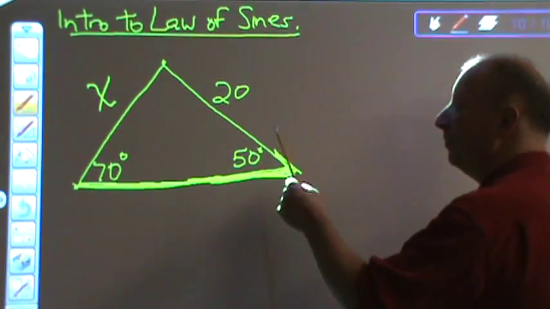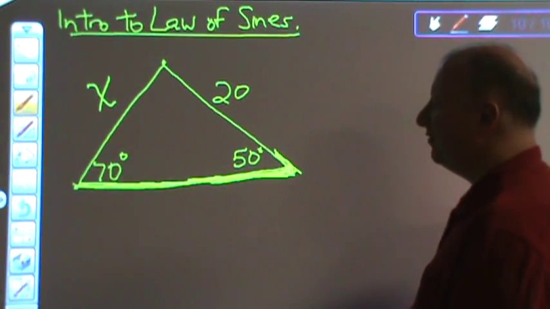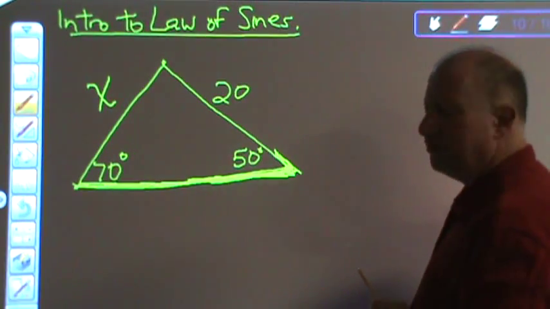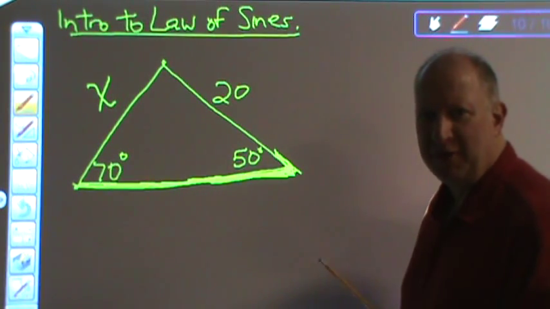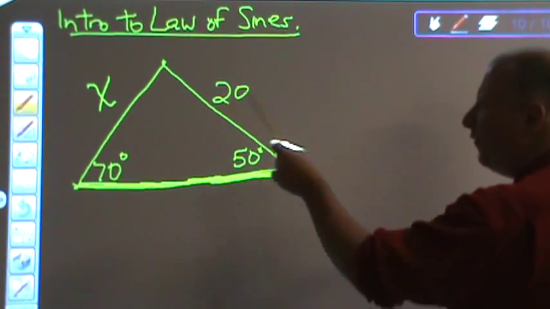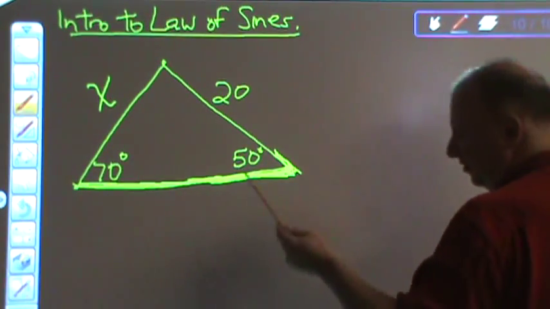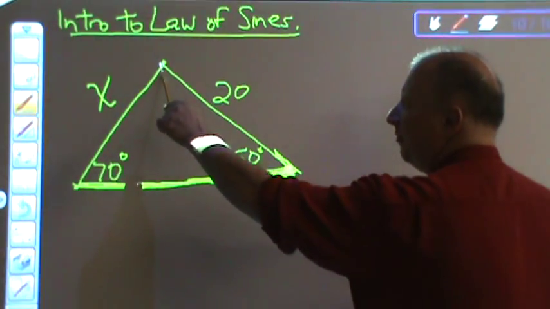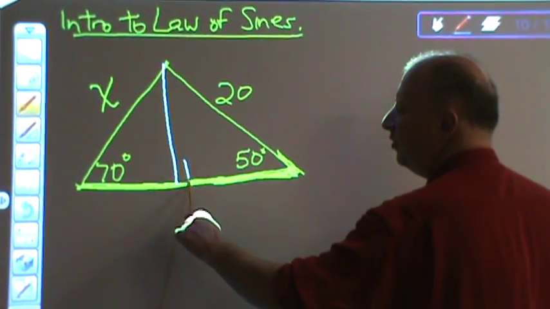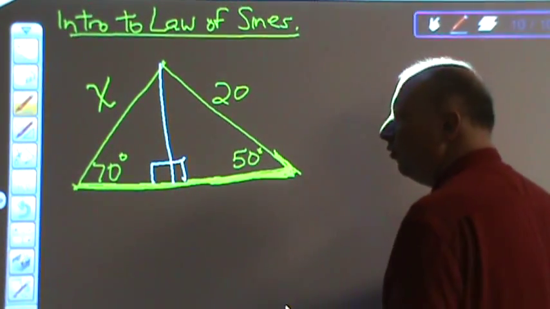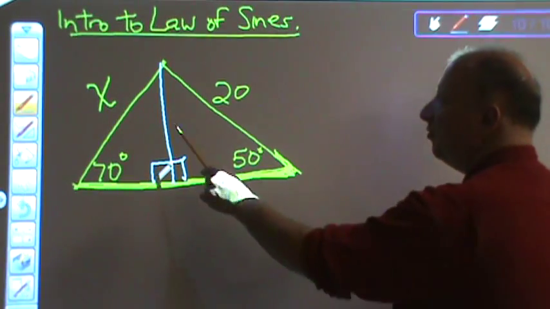But anyway, if I have a triangle, 70 degrees, 50 degrees, and the length of that side happens to be 20, I want to find x. Well, the first thing I need is to drop an altitude, because as we know in trig, we need right triangles. And let's call this h.